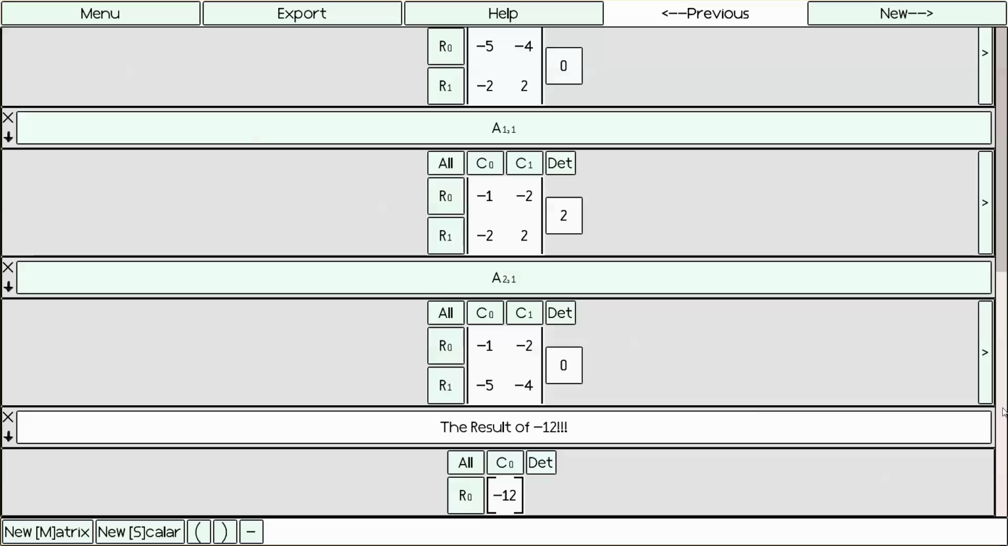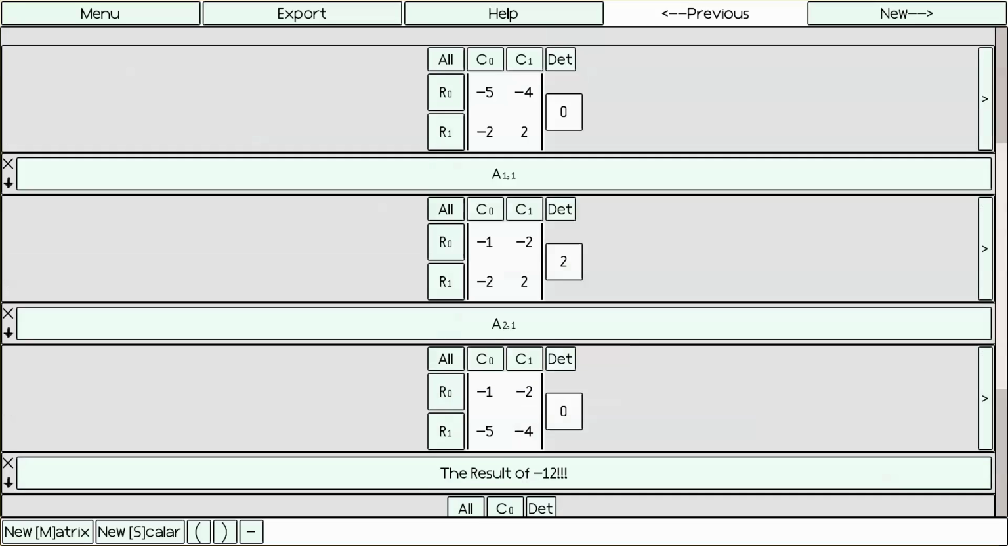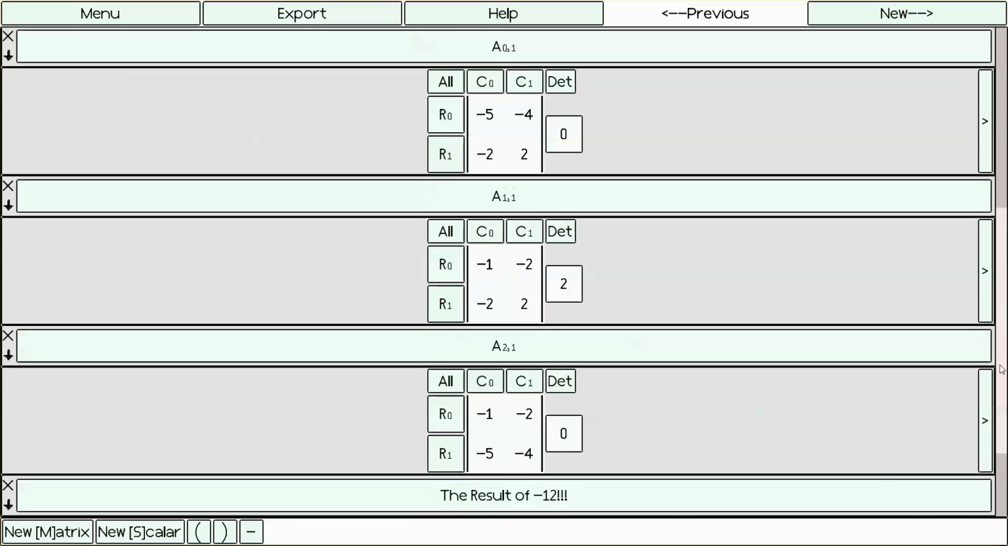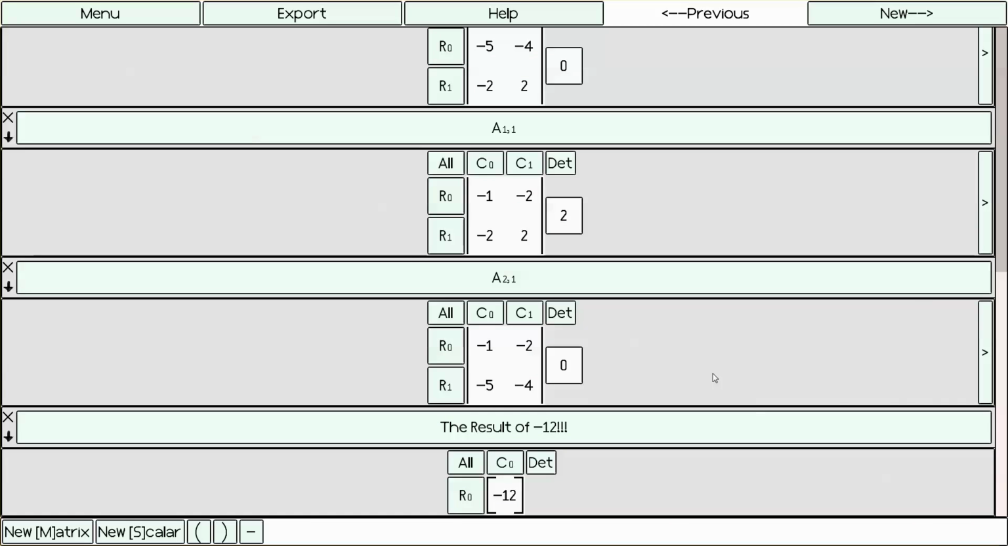And that's that. This has been how we've computed the determinant of this 3 by 3 matrix, which ends up being -12.